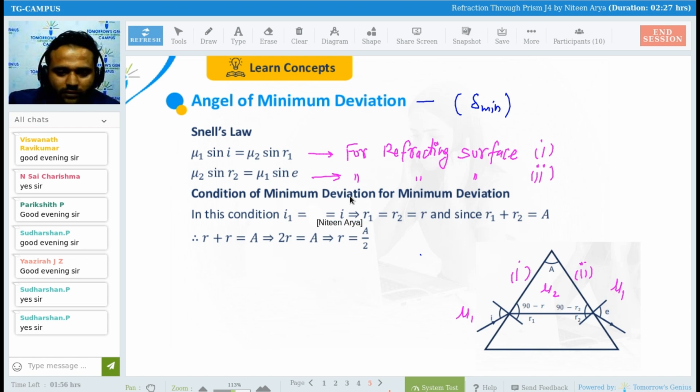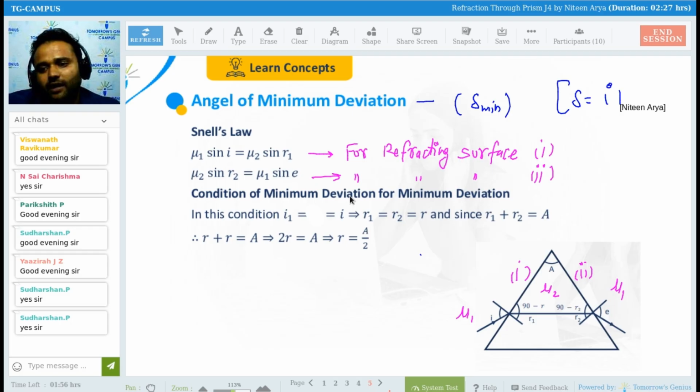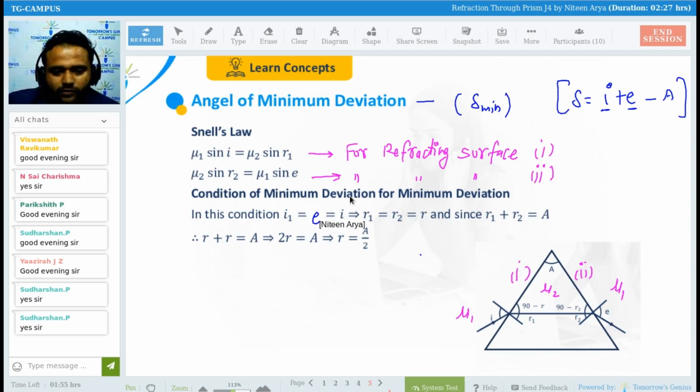Wait a minute. Okay, first of all, from the previous page, we know the angle of deviation is I plus E minus A. Clear, everyone? Is this clear? That we found in the previous page, the angle of deviation is this. So under what particular condition can we get the angle of minimum deviation? This is going to be minimum when the angle of incidence is equal to the angle of emergence, and R1 is going to be R2.